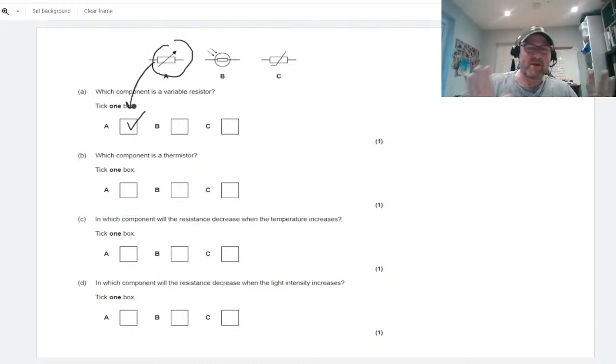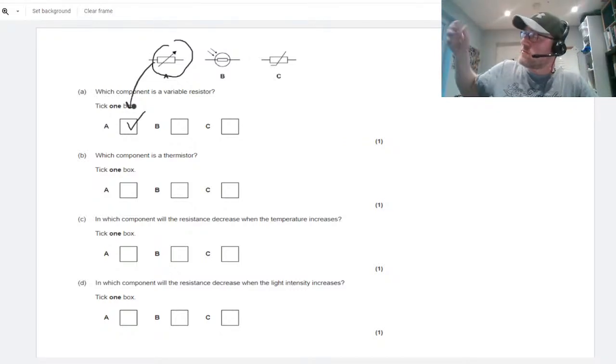Now, on variable resistors, just in case you don't know what they do, if you're asked what a variable resistor does, you obviously want to say it changes the resistance. It's actually used to change the current. Resistance and current have an inverse relationship. When resistance is high, current is low. So if you've got a dimmer switch in your bedroom, turn down the lights.